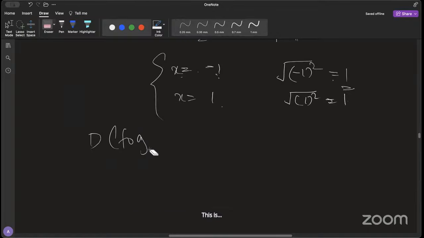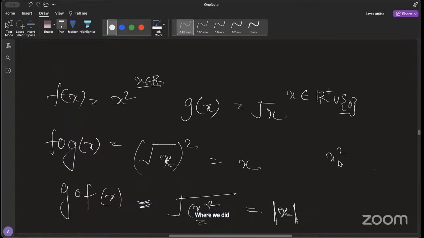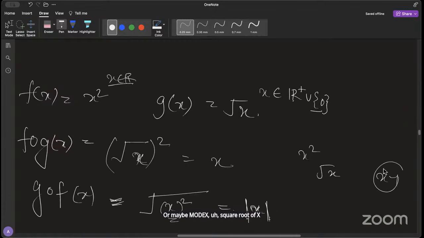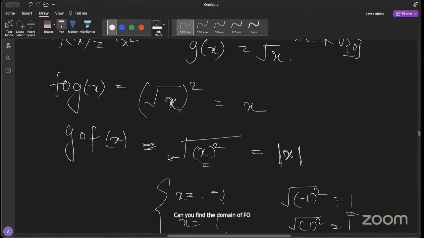Do we need to do the domain of FOG and all, because we've done a similar example where we did x square and mod x, square root of x and x minus 1? We've done a similar example. Do we need to do this here? Can you find the domain of FOG and GOF for this one, or should we do it here?